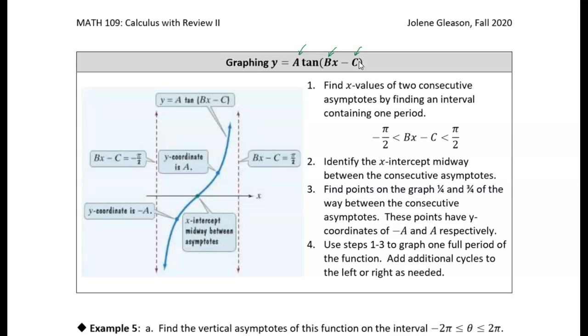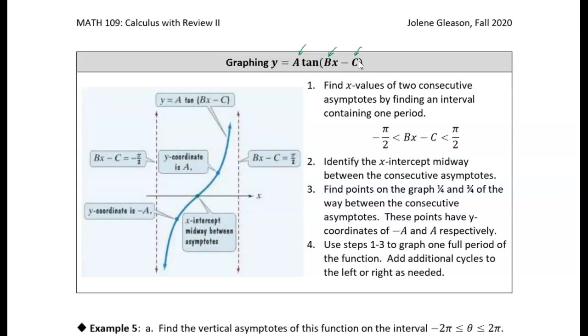where the asymptotes are. So that bx minus c portion is what's causing all of the horizontal transformations, either stretches, compressions, and translations in the horizontal direction. And that's what's going to determine where the asymptotes are. Now, that bx minus c is the input to your tangent, right? And you know that if you put pi over 2 into tangent, that's where one of the asymptotes is going to occur. When you put negative pi over 2 into tangent, you get an asymptote.